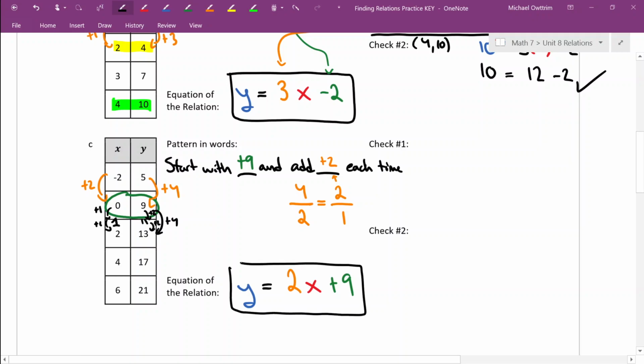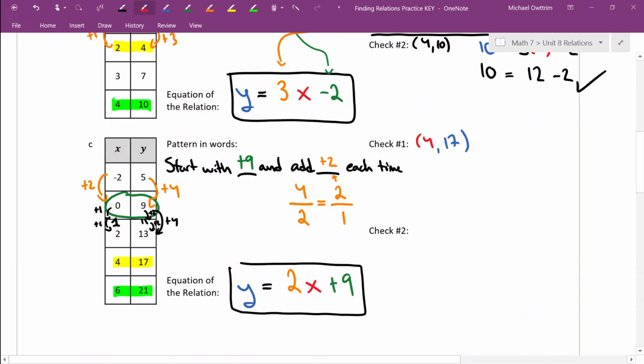So let's go ahead and check some points. I'm going to choose at random to check the point that x is 4 and y is 17. And I'm going to choose for my second point that x is 6 would create y of 21. So let's do those points. So an x of 4 would create a y of 17.